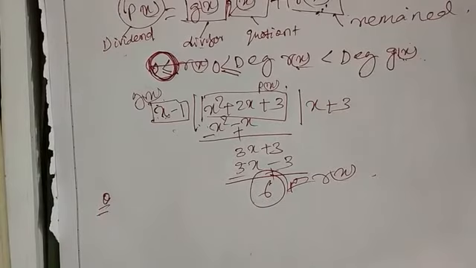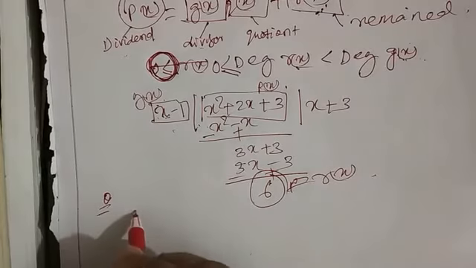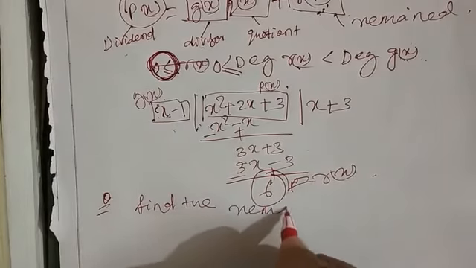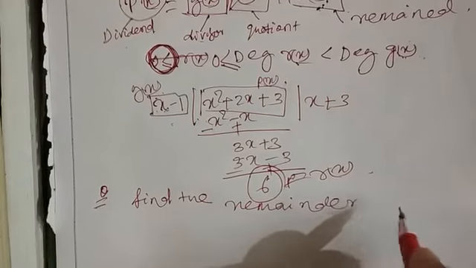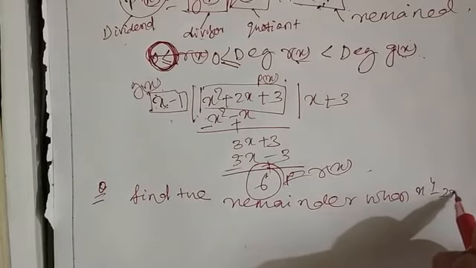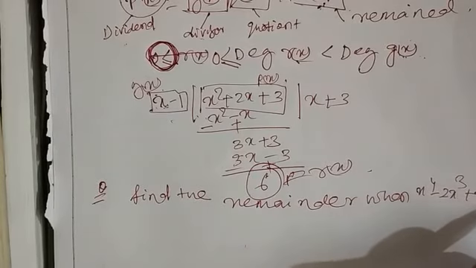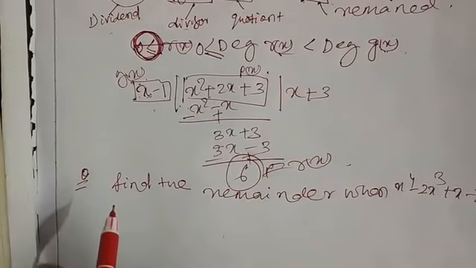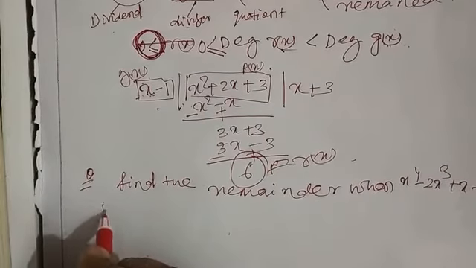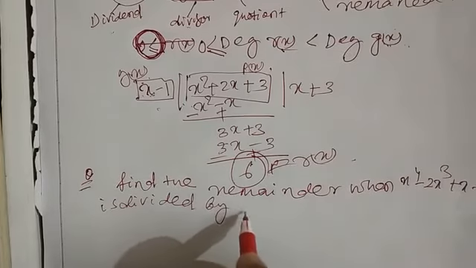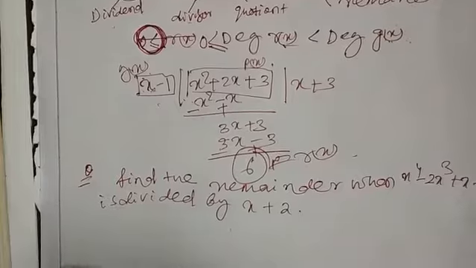Now find the remainder when x fourth minus 2x cube plus x minus 7 is divided by x plus 2. Okay.